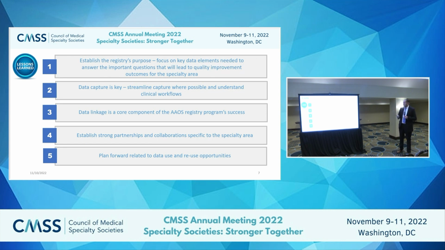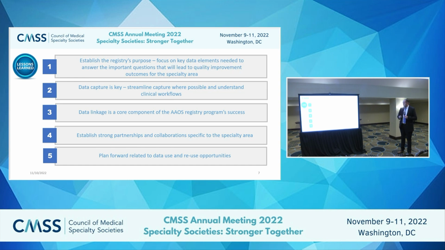But 5 key lessons. One is establishing the registry's purpose. That seems like it would be obvious, but how often we forget that. It is a lot easier up front to decide what are you trying to measure, what are you trying to capture, what questions are you trying to answer, than it is to bolt things on after the fact once you're already into the market. So begin with the purpose in mind.